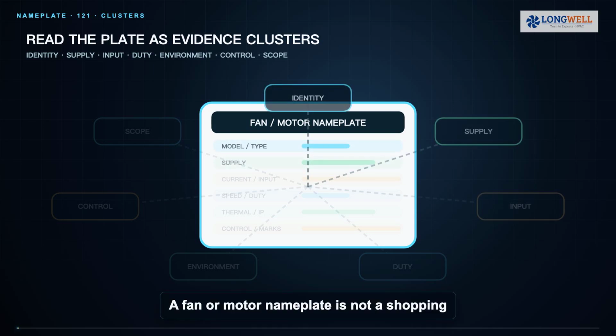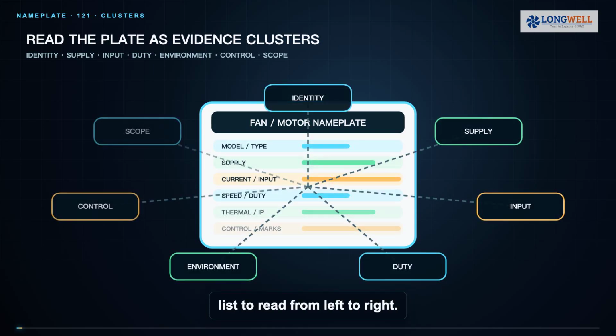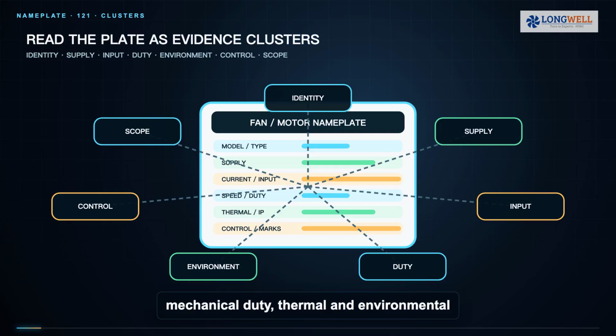A fan or motor nameplate is not a shopping list to read from left to right. It is a compact evidence record. The fast method is to read it in clusters: exact identity, supply, electrical input, mechanical duty, thermal and environmental limits, control notes, and compliance scope. If one cluster belongs to a different model, the whole comparison can fail even when the fans look identical.